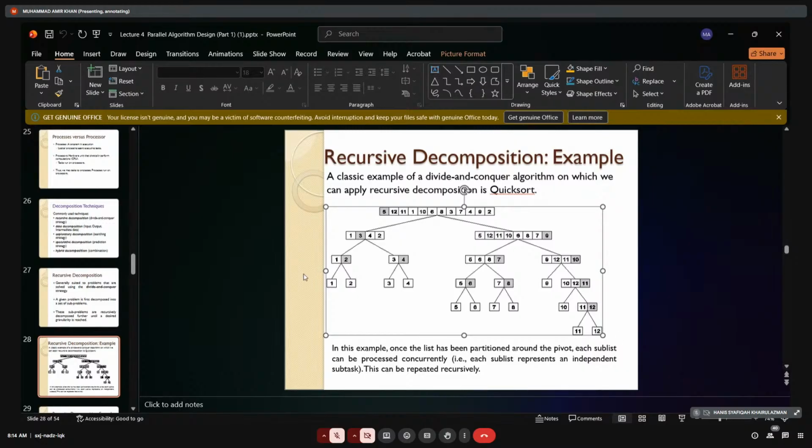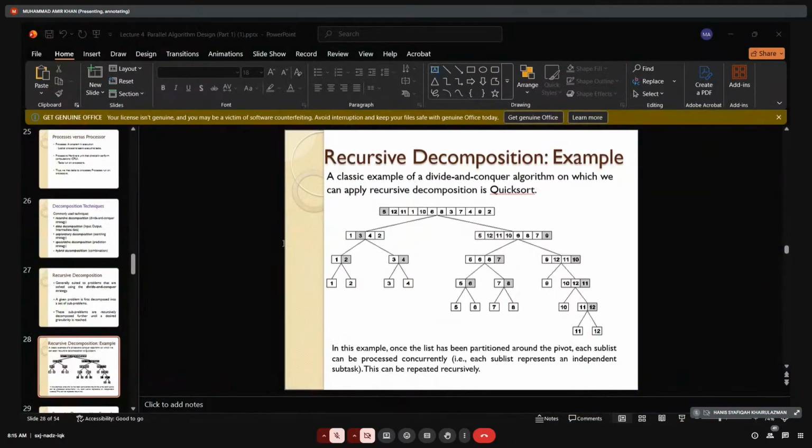So you can see we have already sorted the list: 1, 2, 3, 4, 5, 6, 7, 8, 9, 10, 11, 12. You see this? So we have already sorted the list. Understand? Very easy.